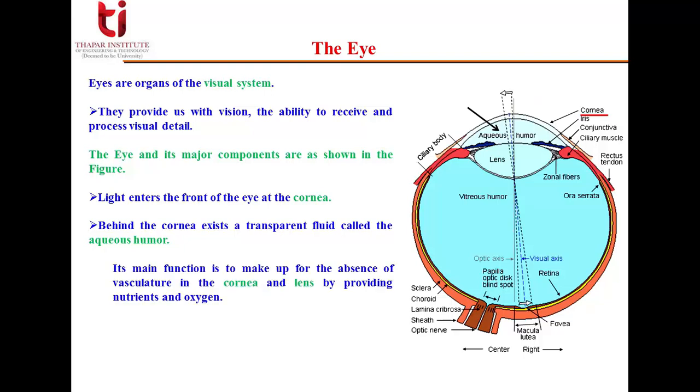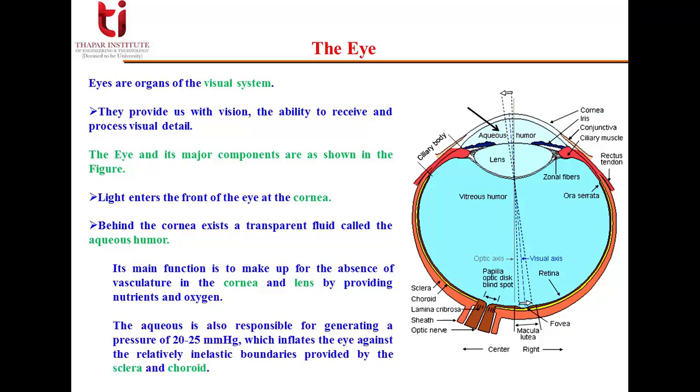Its main function is to make up for the absence of vasculature in the cornea and lens by providing nutrients and oxygen. The aqueous humor is also responsible for generating a pressure of 20 to 25 mmHg, which inflates the eye against the relatively inelastic boundaries provided by the sclera and choroid.